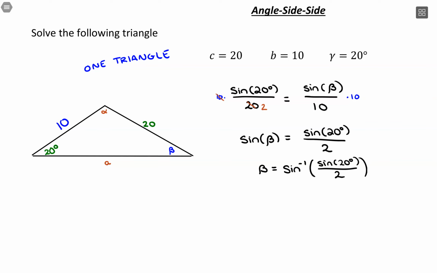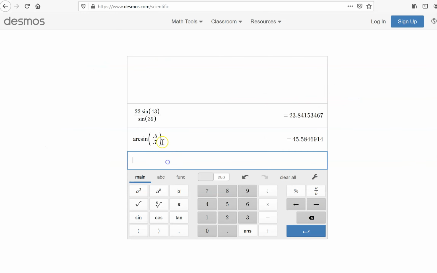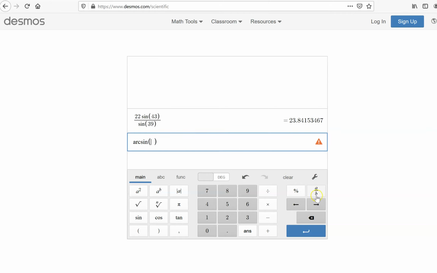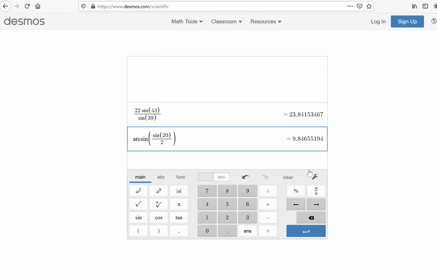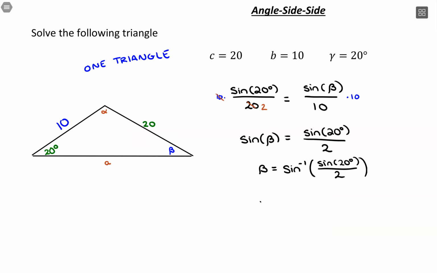So let's take a look at what this looks like. I'll go ahead and use inverse sine. We'll have sine of 20 in the numerator over 2. And we get 9.85. And this is an angle measurement. So this gives us beta is 9.85 degrees.